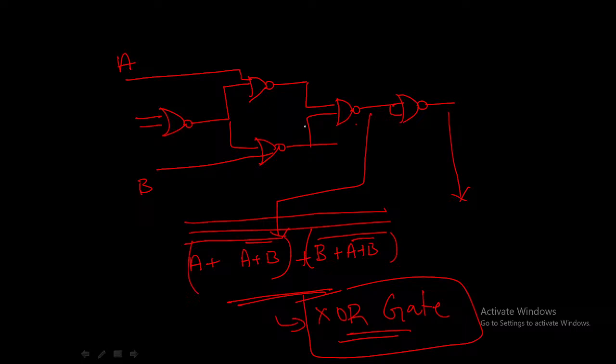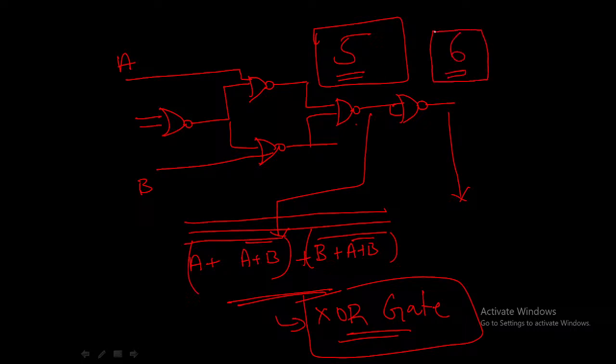So how many NOR gates are required to implement a XOR gate? We need 1, 2, 3, 4, 5. We need 5 NOR gates to implement a XOR gate, and we need 6 NOR gates to implement a XNOR gate.